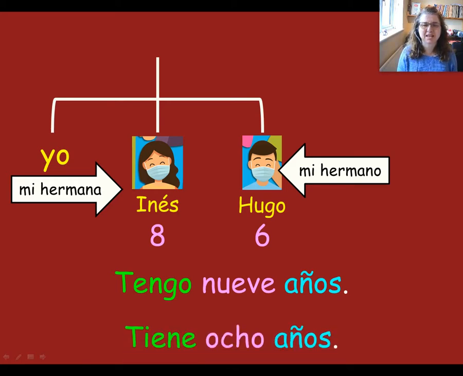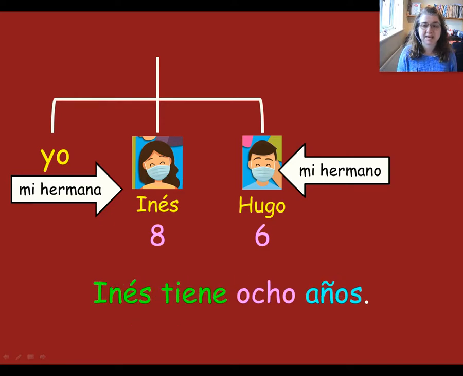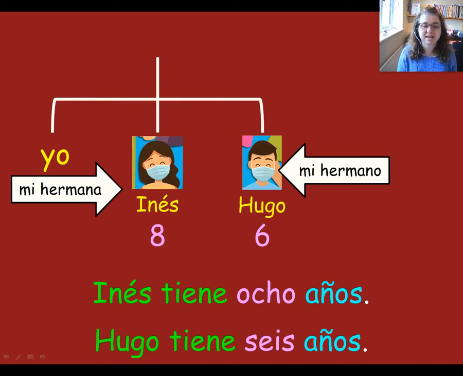But we can't use exactly the same words to talk about somebody else. We need to change tengo to tiene for he or she has. And of course, if it's Ines, we're going to change the number to ocho, but we still need años on the end. So we're not going to use tengo this time because that's talking about ourselves. We're going to change to tiene. To make it clearer as well, we can put the name on the front. Ines tiene 8 años. Hugo tiene 6 años.